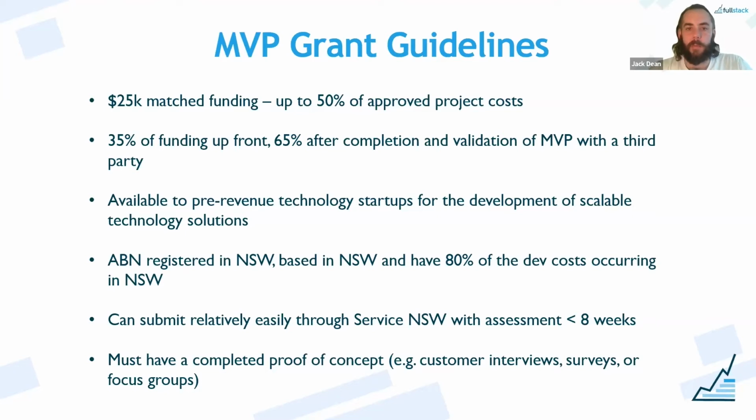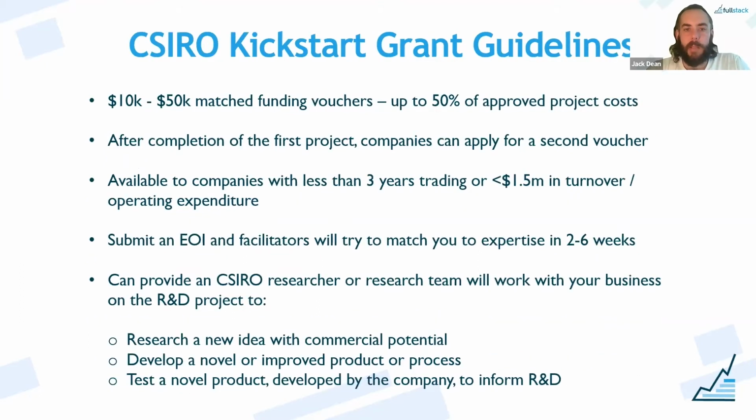An example of that low-hanging fruit that I was talking about: the CSIRO Kickstart is another good one. That actually provides vouchers, between 10 and 50K match funding. With the MVP, you spend the money or get money up front and then are reimbursed. With CSIRO, you get a voucher, and the grant funding goes directly to CSIRO or is spent within CSIRO, so it doesn't actually go through your books.